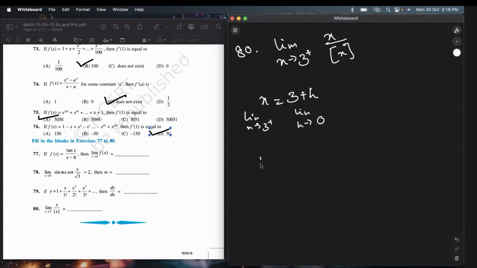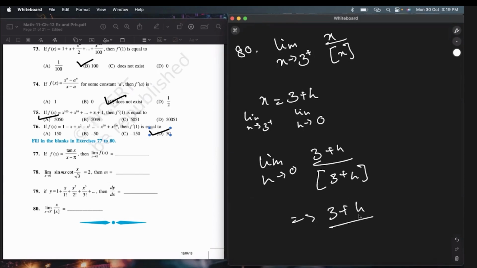Alright. Now, if I write this thing like this, there will be a 3 plus h over here. H is tending to 0, so the greatest integer function will obviously be equal to 3. And h is tending to 0, so 3 by 3 will be equal to 1. So the answer here will be 1.